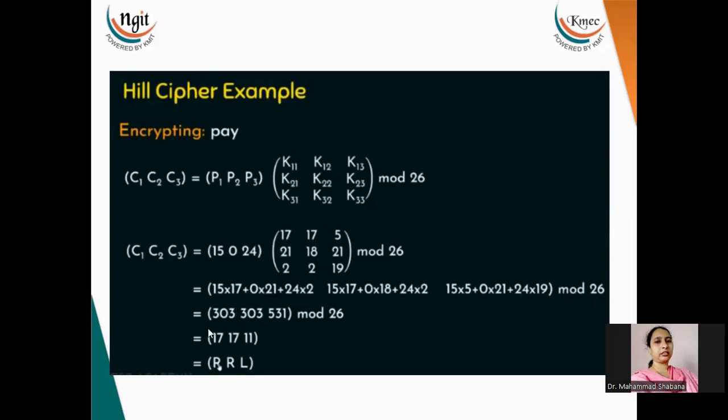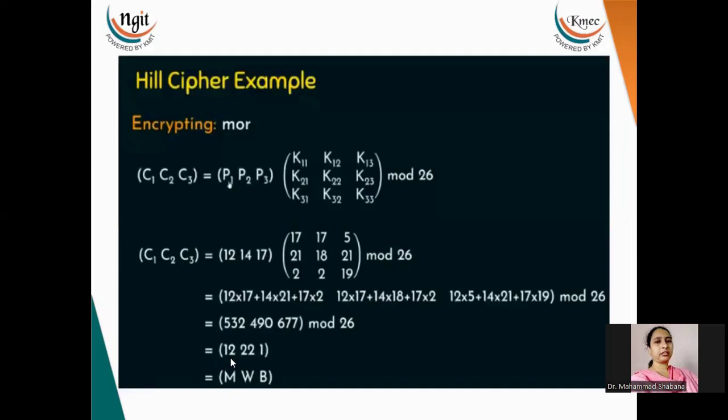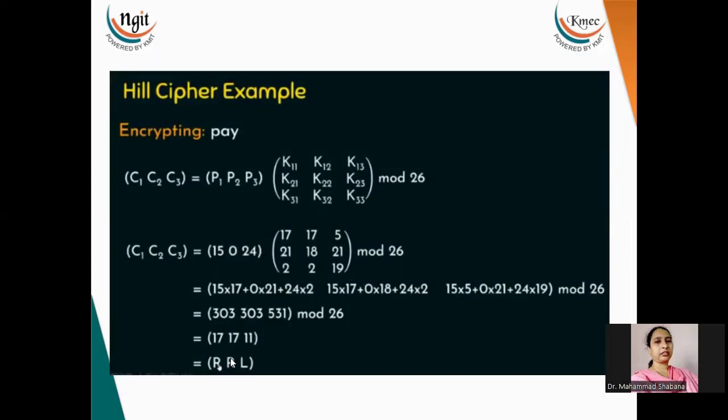So we are getting the values 303, 303, 531, mod 26. After applying the mod operation, we are getting the numbers 17, 17, 11. According to the numbers, the corresponding letters are R, R, L. In the same manner, here we are taking the plain text PAY.